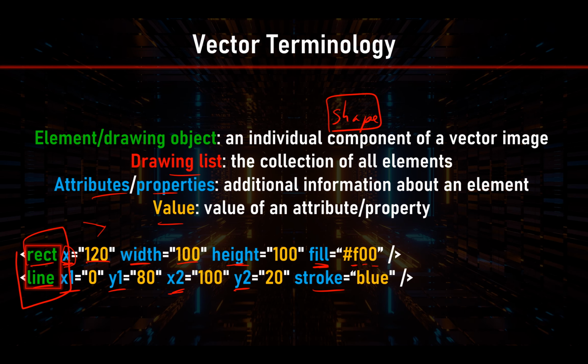So for example, if we go back, if we want to make this image 10 times bigger, then we can just multiply this x1 by 10, y1 by 10, this by 10, this by 10. Obviously the width multiplied by 10, the height multiplied by 10, etc.